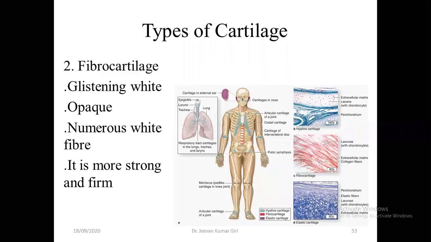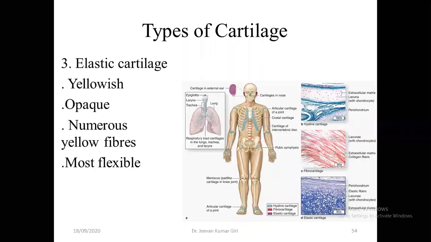Then what is the next cartilage? Next is the elastic cartilage. Now see here elastic cartilage. The color is yellowish, the appearance is opaque. Then the fiber, you will find numerous yellow fibers. The yellow fiber is the elastic fiber, not collagen fiber. In the previous two cartilages, there is collagen fiber. Here is the elastic fiber.